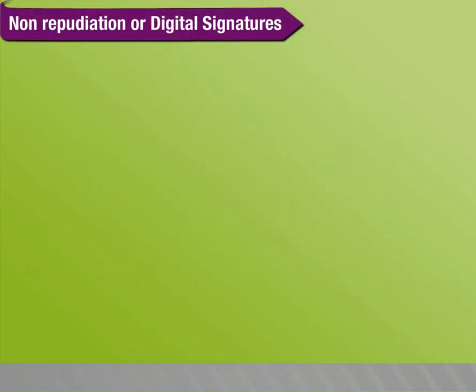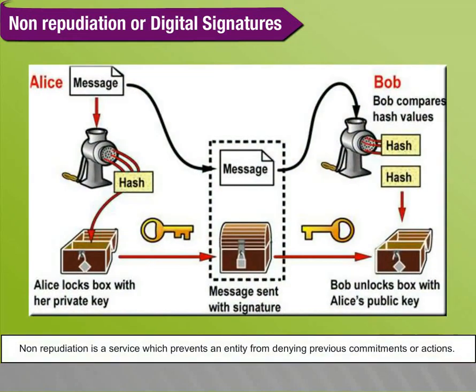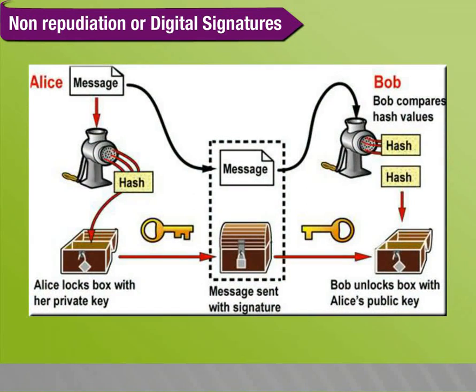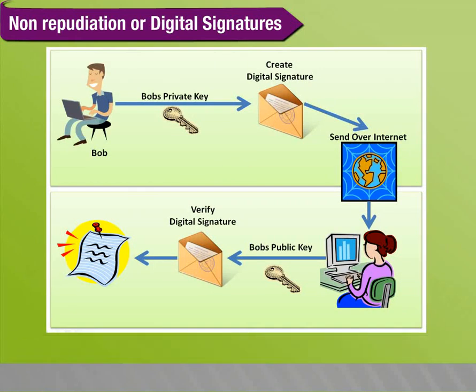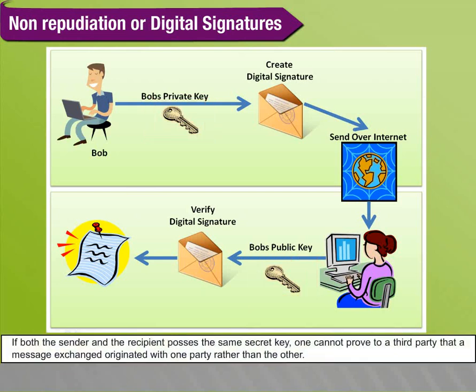Non-repudiation or digital signatures. Non-repudiation is a service which prevents an entity from denying previous commitments or actions. The security principle of non-repudiation can be satisfied with an asymmetric digital signature, but not a symmetric digital signature. If both the sender and the recipient possess the same secret key, one cannot prove to a third party that a message exchanged originated with one party rather than the other.